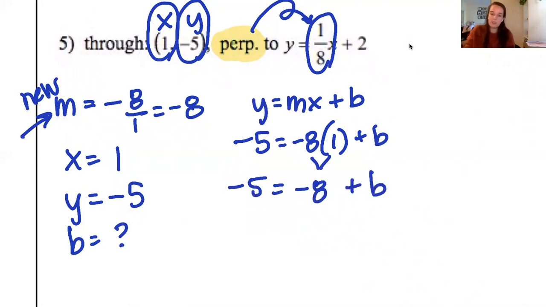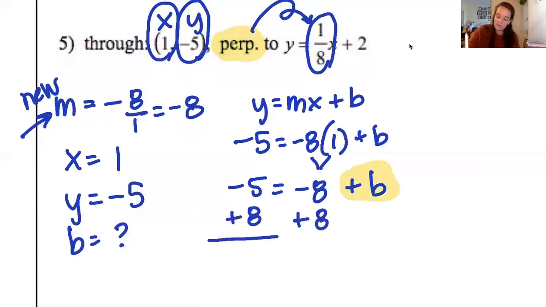Bringing down the other portion. Since it's a -8 I'm trying to get rid of, I want to get b by itself. So I'm going to go ahead and add 8 on both sides. I get b equals -5 plus 8, which is the same as 8 minus 5. So it'll be 3.